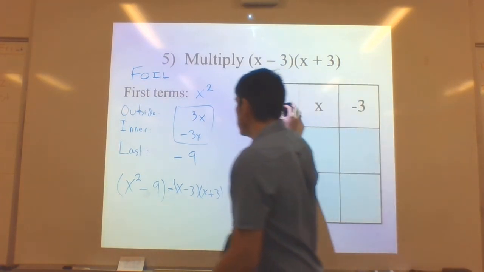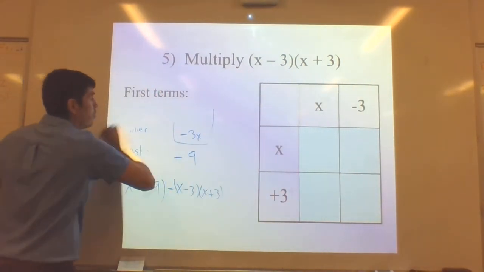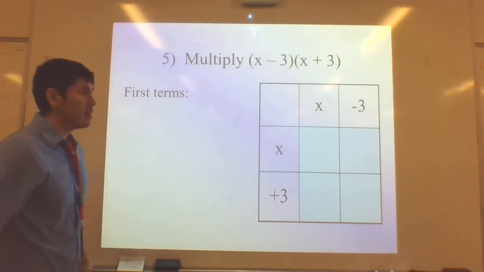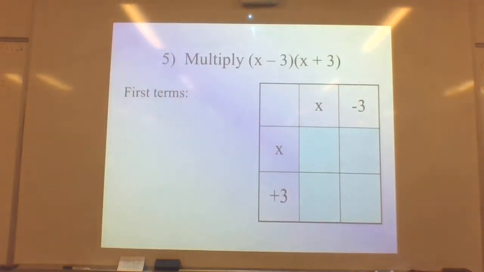Whichever one you prefer. So really we have 3 methods. We have the FOIL method, we have the box method, or we can just use the pattern. Again, we're trying to use the pattern.